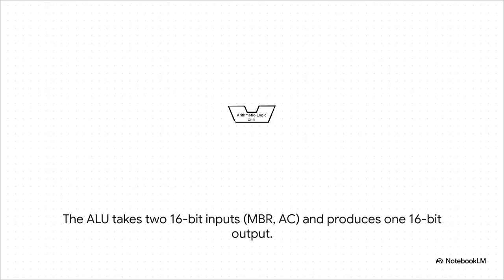So how does this thing actually work on a basic level? Well, it's a machine built to do one thing really well. It takes in 2 16-bit numbers, performs a single operation on them, and spits out one 16-bit result. You can see here, one number comes from a little holding area called the memory buffer register, and the other comes from a special spot called the accumulator, which is basically holding on to the answer from the last calculation.